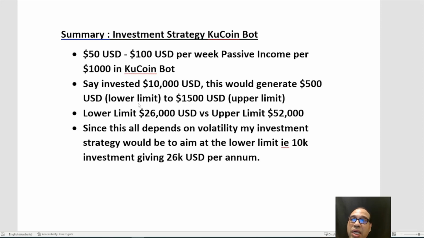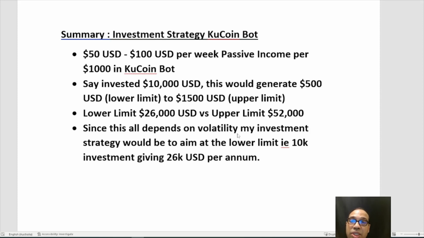My strategy is to work between $50 to $100 per week with $1,000. So if you multiply that to, let's say, $10,000 you want to invest and rotate, that would be generating around $26,000 USD per annum if it's $50. And if it makes $100, which is very volatile but could happen, it could be even more, but the upper limit would be $52,000 USD.